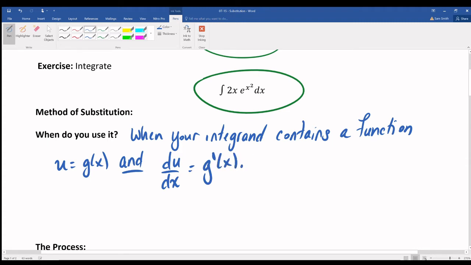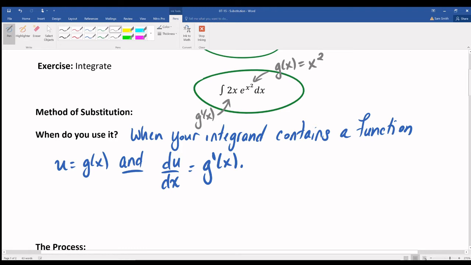Now here's what I mean by that. Let's look at this particular integrand. I'm seeing something very interesting here. I'm seeing the appearance of x squared in this integrand, and I am also seeing an appearance of the derivative of x squared, namely 2x. And in that situation, this is a prime candidate to use substitution, where g of x, the original function, is x squared, and g prime of x, 2x, appears as well in the front.